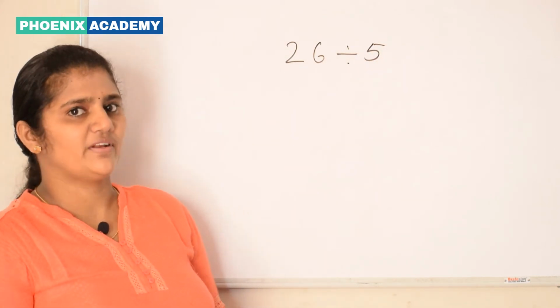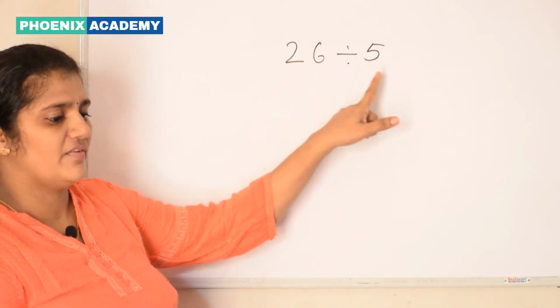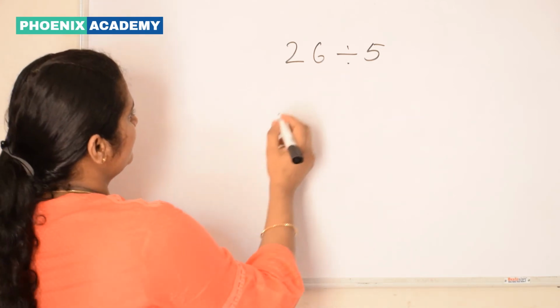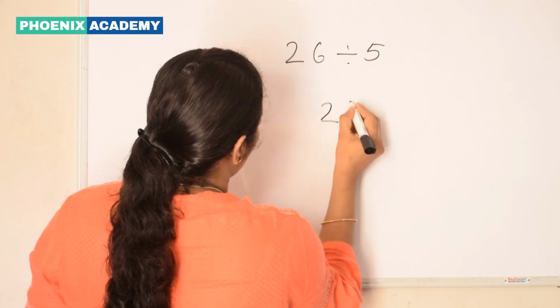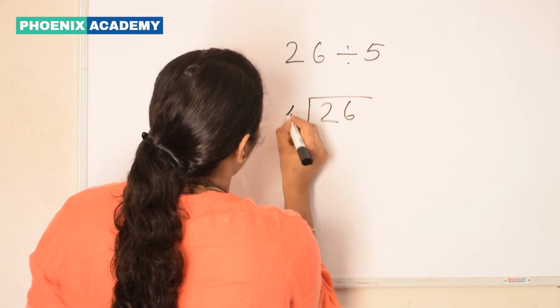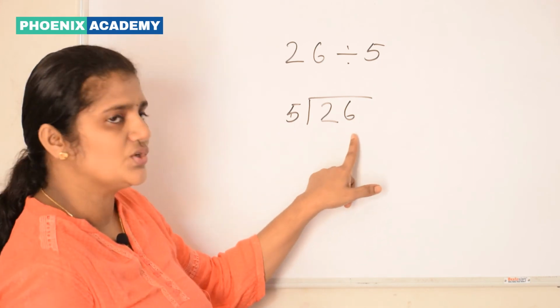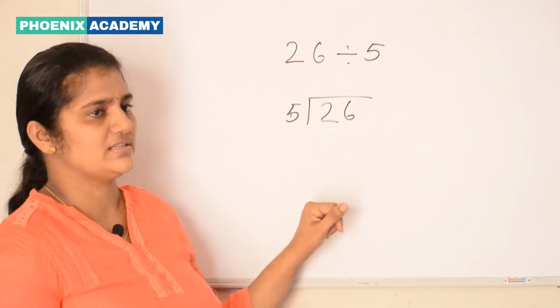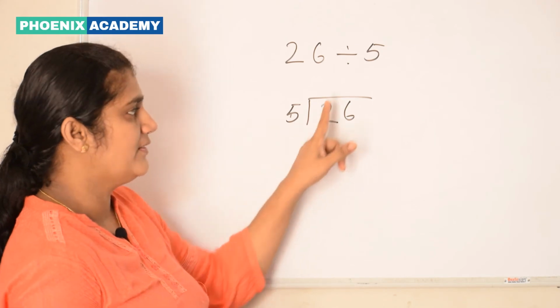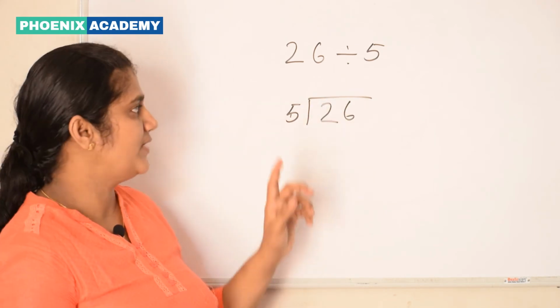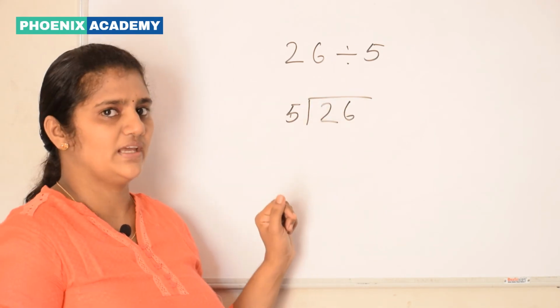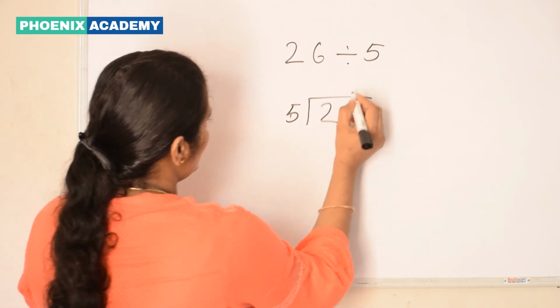Let's solve one more example. 26 divided by 5. Say the table of 5 till you reach 26 or less than 26. Here 5 5s are 25. 5 6s are 30. So we take 5 as a quotient.